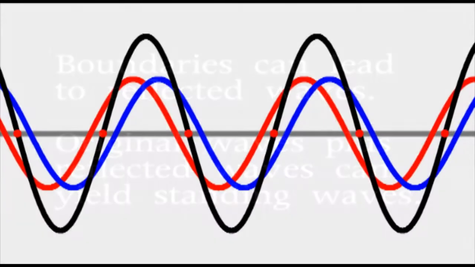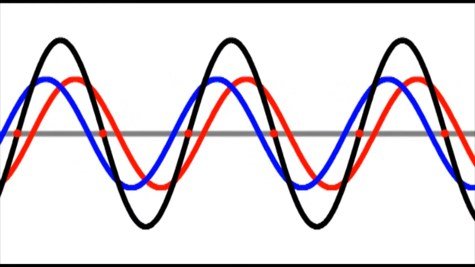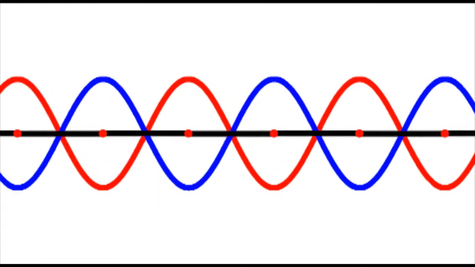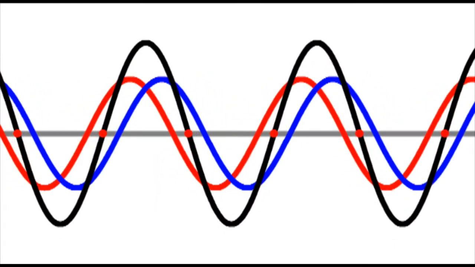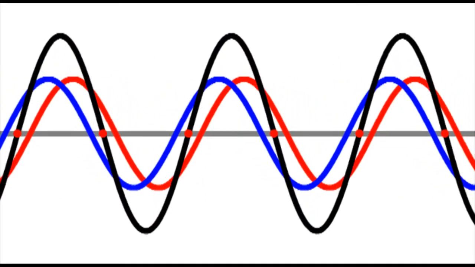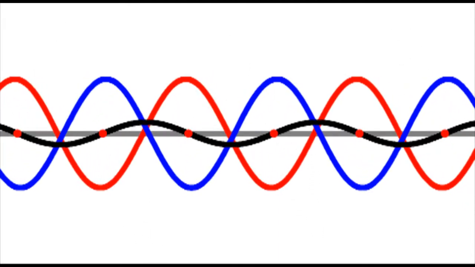The animation shows a blue wave traveling to the right and a red wave traveling to the left, with the resulting standing wave shown in black, then seems to oscillate in place. The red dots correspond to positions known as nodes that do not move at all. A wavelength is the distance along a wave before it repeats itself. Note that the distance between two nodes is half a wavelength.